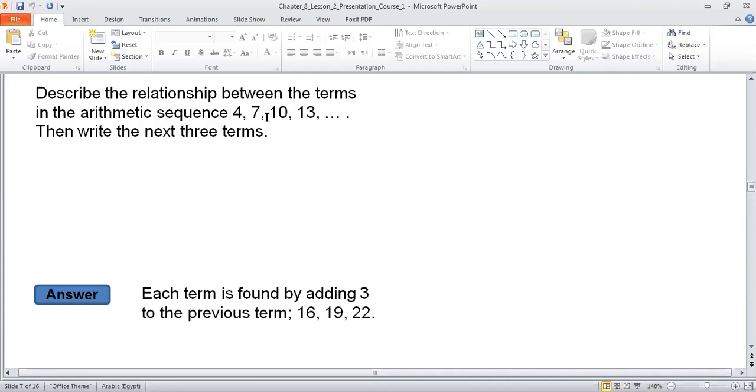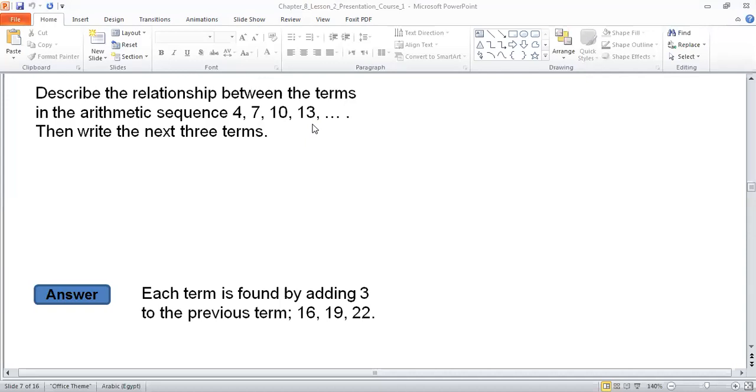4 becomes 7, becomes 10, becomes 13. So what we do here, each term is found by adding 3. Look, we add 3 for each term.